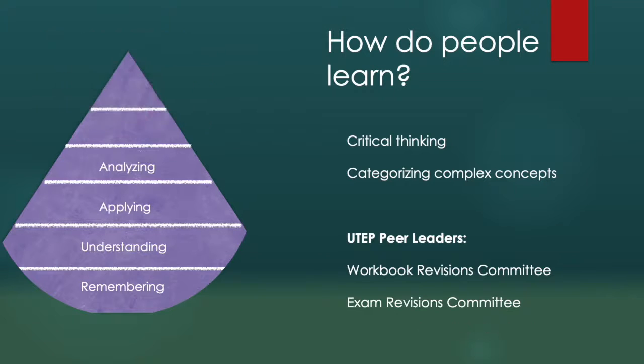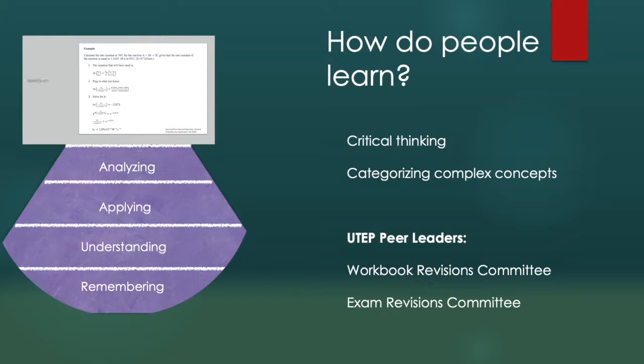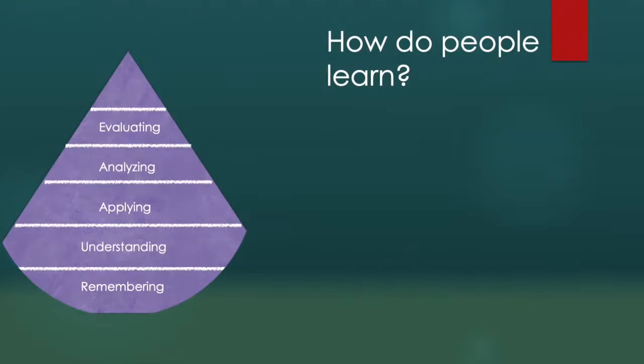The fourth level is analyzing, otherwise known as critical thinking skills. This level of learning challenges the individual to break up complex concepts into smaller, easier to process categories. At the University of Texas at El Paso, an experienced general chemistry peer leader that has become comfortable with the first three levels may proceed to challenge themselves further by taking part in revising the course's workbook or aiding the professors with technical difficulties, especially since the sudden shift to online learning, by taking an active role in evaluating exam questions and testing conditions.